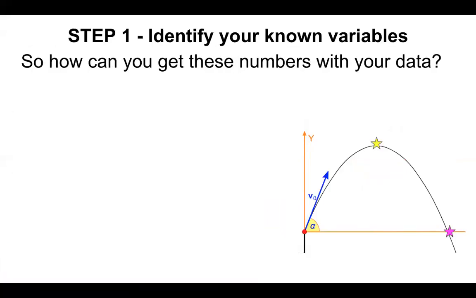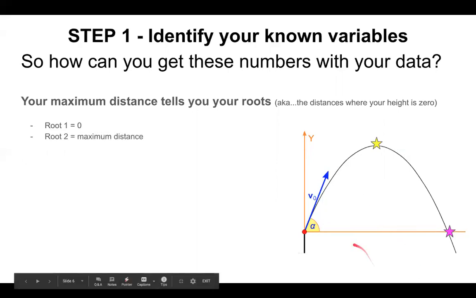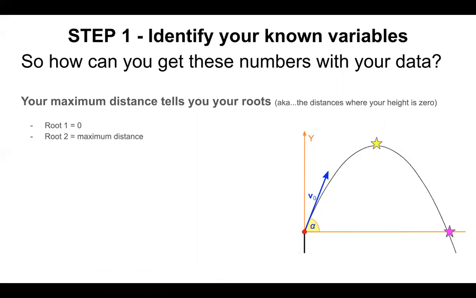So step 1 is identify your known variables so you can tell how to get these numbers, basically. So your maximum distance tells your roots. We just went over this, but I want to make sure you understand. The distances where your heights are 0, those are your roots. So root 1 is going to be 0. It's going to be that starting point over here. And then root 2 is your maximum distance. That's this pink star here. That is the maximum distance that your projectile was launched while in the air.